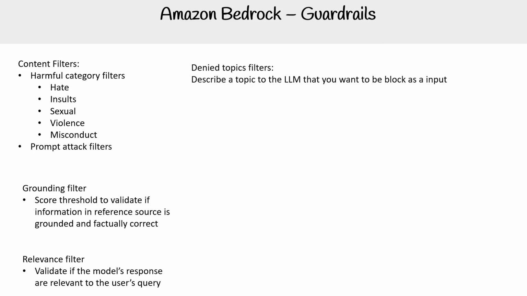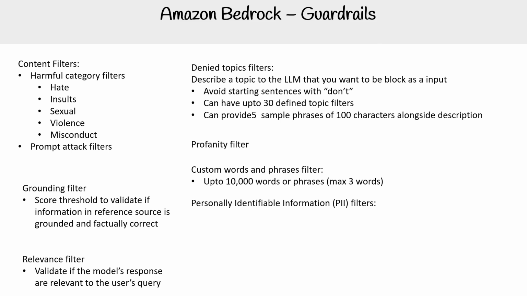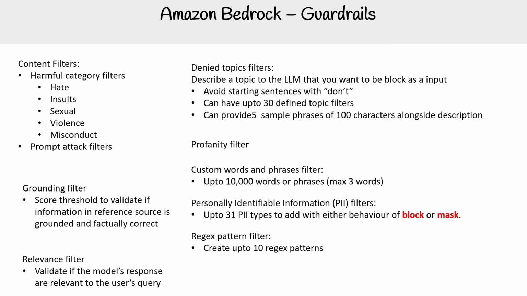We have deny topic filters, so describe a topic to the LLM that you want to block as the input. So maybe saying, don't start a sentence with the word don't. You can have up to 30 defined topic filters. You can provide 5 sample phrases of 100 characters alongside the description. You can filter out profanity. You can filter out specific words or phrases. You have PII filters, so up to 31 PII types, where you can either say block or mask. You can do regular expressions, up to 10.